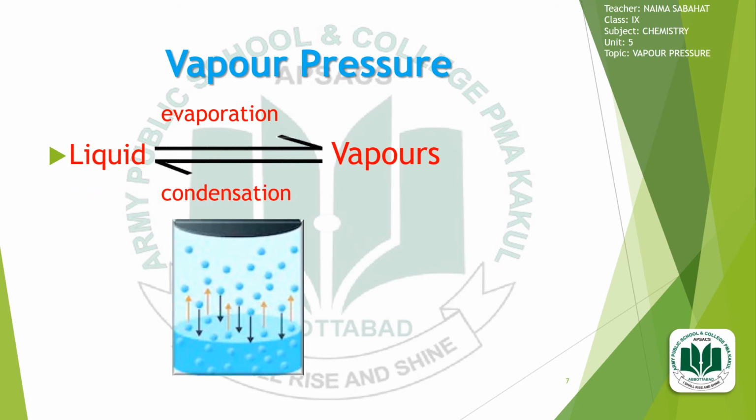A very interesting thing happens here. When equilibrium is established and there are plenty of vapors above the surface of the liquid, and the processes of evaporation and condensation are occurring at equal rates, the vapors of the liquid start exerting pressure on the surface of the liquid. And it does not happen all the time. It happens only when there is equilibrium between evaporation and condensation.